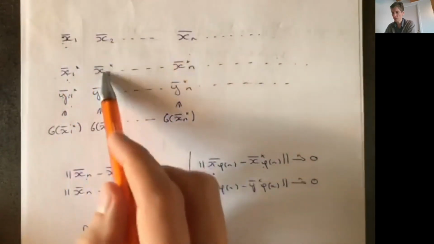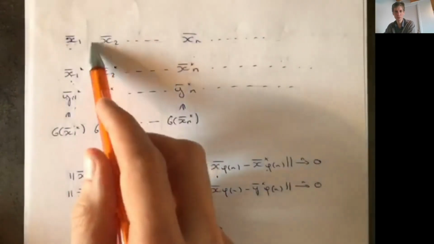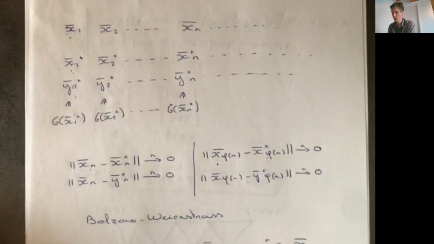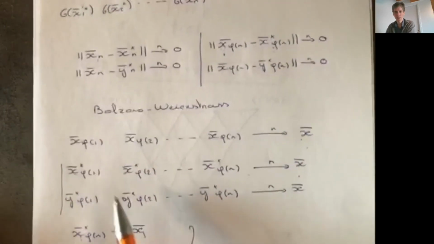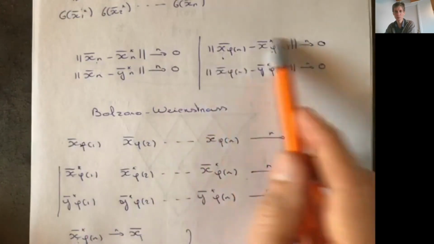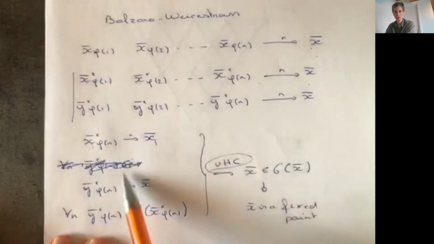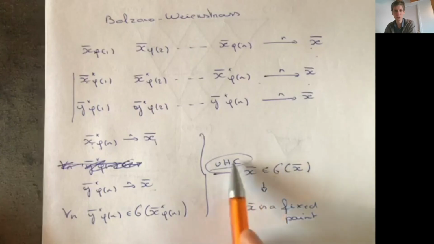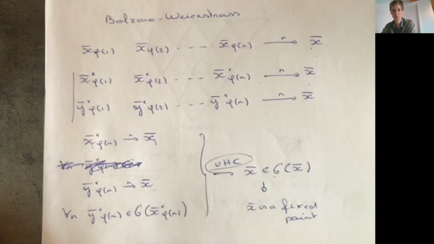The difference between the elements in these two sequences converges to 0. The difference between the elements in the first and the third sequence converges to 0. Then we take a convergent subsequence of the first sequence, and if we do this, we find that these two other sequences, because they satisfy this property, converge to the same limit. And then we simply use upper hemicontinuity of the correspondence G to show that indeed this limiting point is a fixed point of the correspondence.